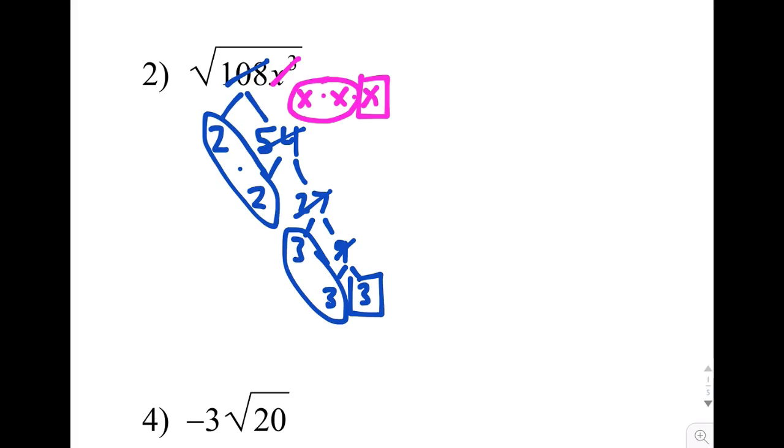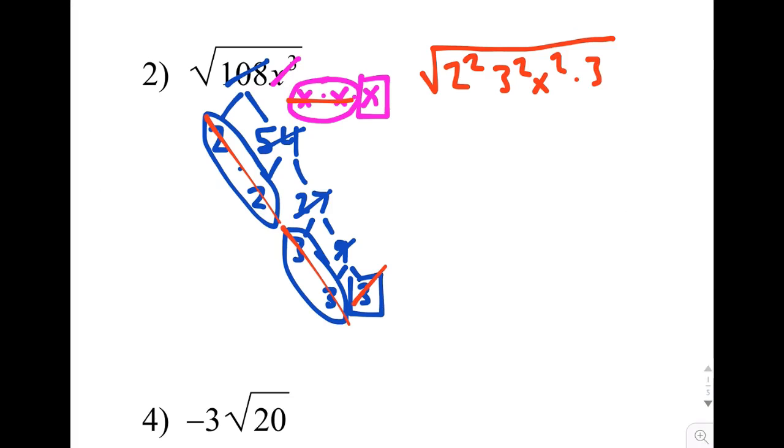Then I need to rewrite what I have. So I have the square root of 2 squared, that's this, 3 squared, that's this, x squared, that's these, and then times 3 times x. And I like to keep track of things carefully because otherwise you tend to lose things in big problems like this.